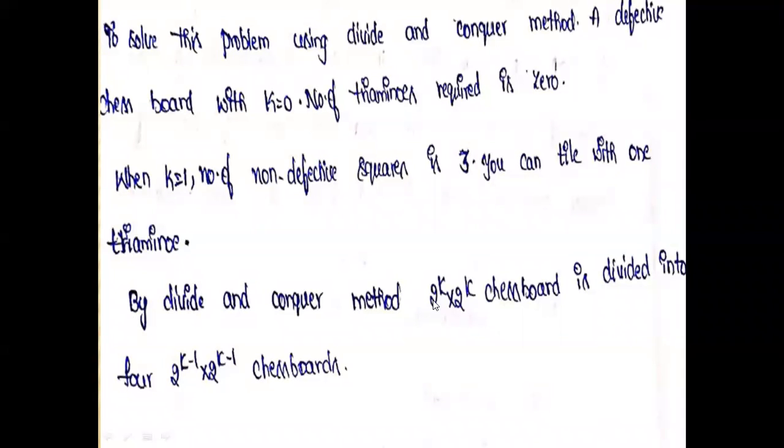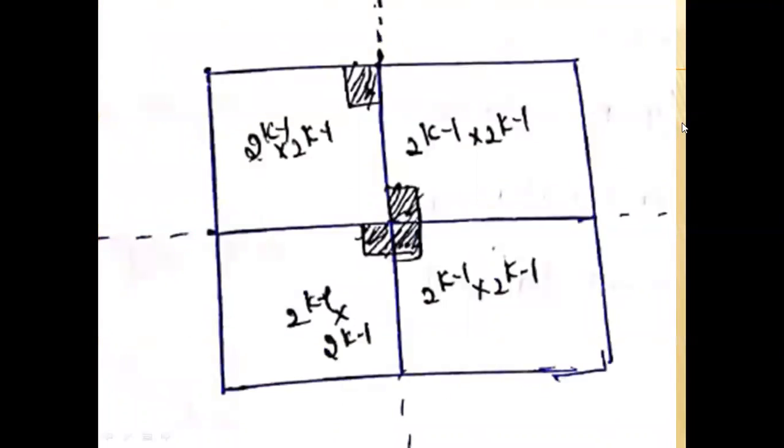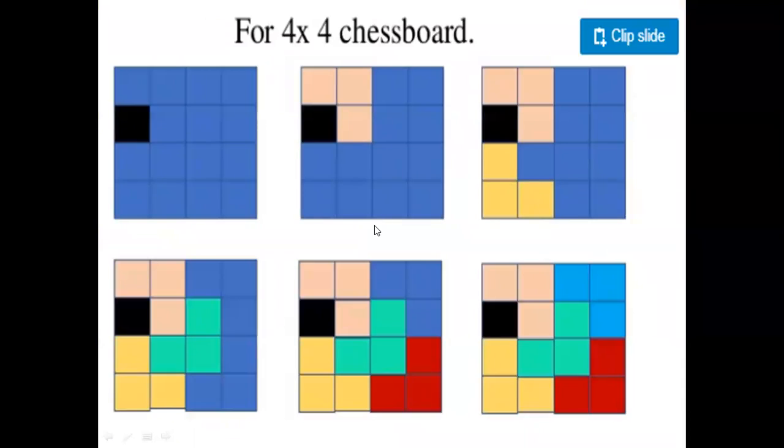That is, suppose the chessboard has 2 power k into 2 power k squares. Here 2 power k represents the number of squares per row or column. By the divide and conquer method, the 2 power k by 2 power k chessboard is divided into 4 chessboards of size 2 power k minus 1 by 2 power k minus 1.